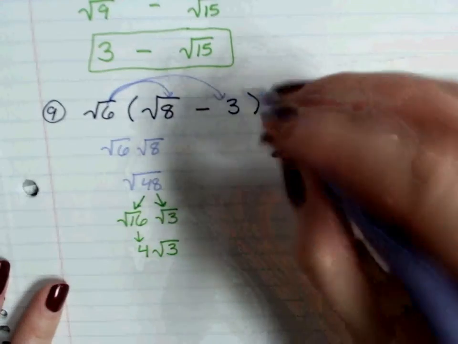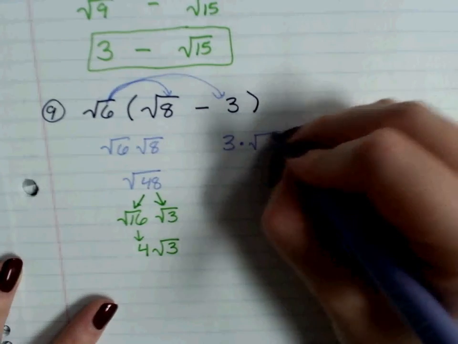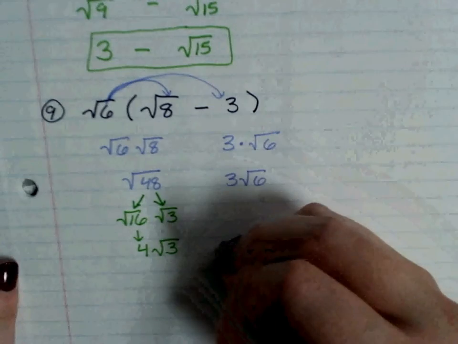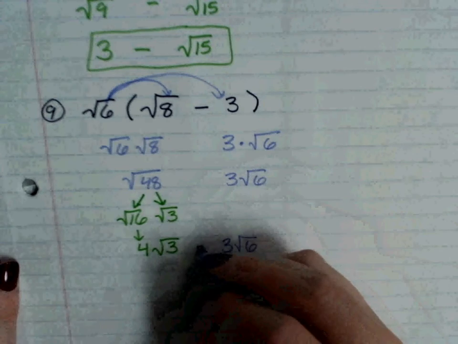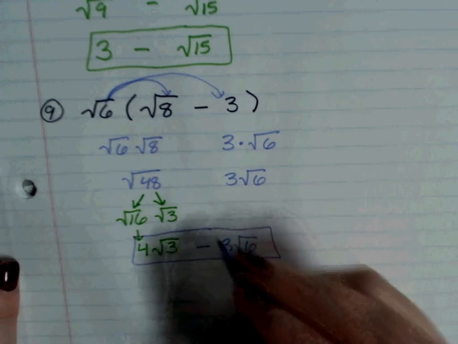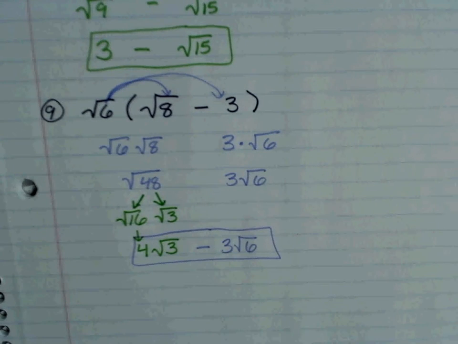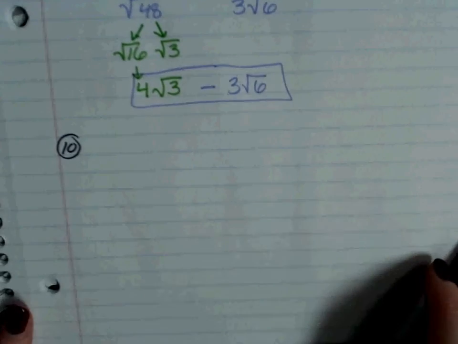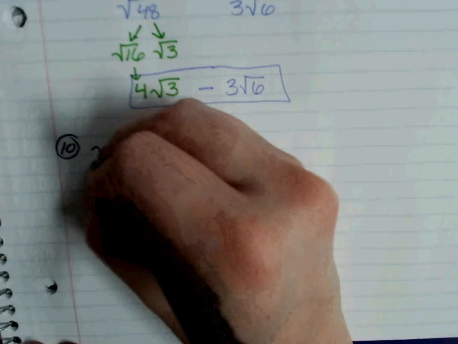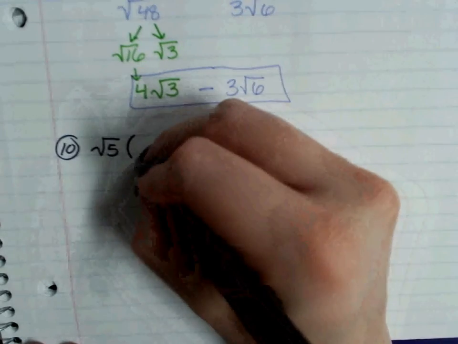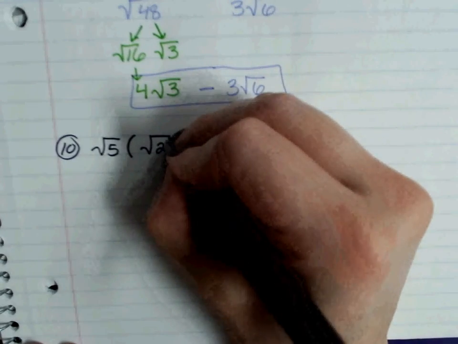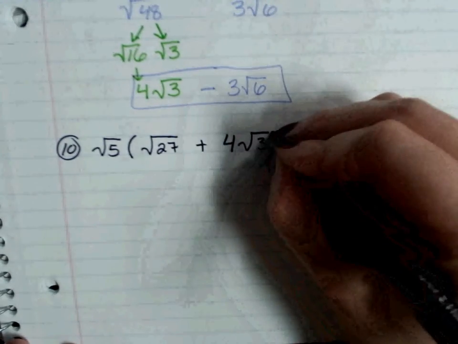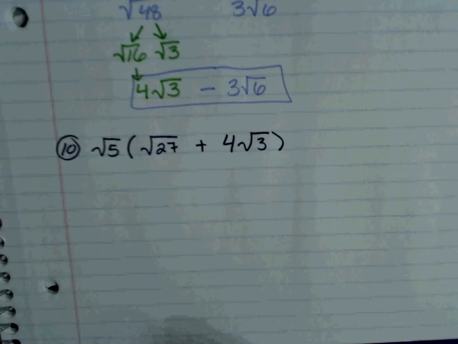Then when we multiply square root of 6 times the 3, so that's 3 times the square root of 6, which is going to give us 3 square roots of 6. Square root of 6 cannot be factored. It just comes straight down as 3 square roots of 6, and it's subtraction. So there's our final answer. Okay. Try that one.